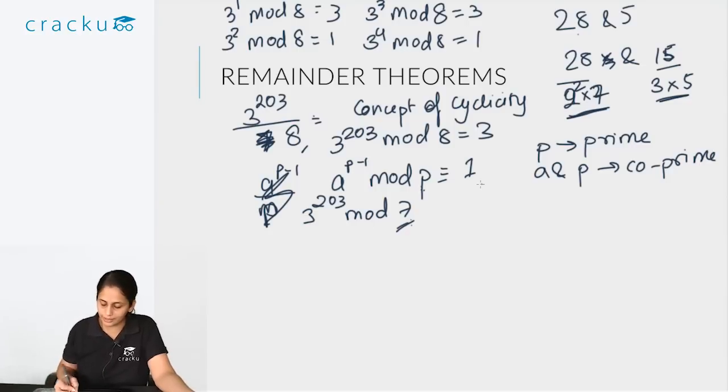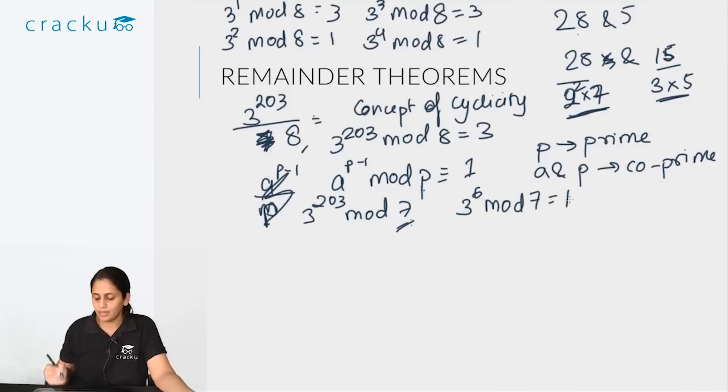So what would I say? This means that by Fermat's theorem, 3 raised to 7 minus 1, that is 3 raised to 6 mod 7, is equal to 1. Now what I have to do is find 3 raised to 203 mod 7. So I know that 3 raised to 6 mod 7 is 1.